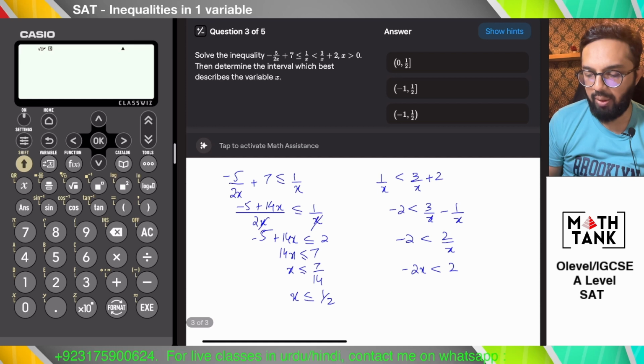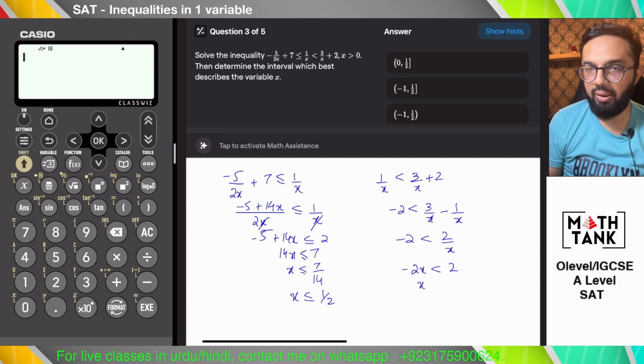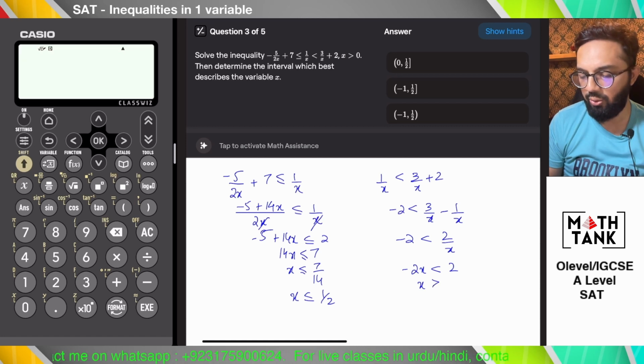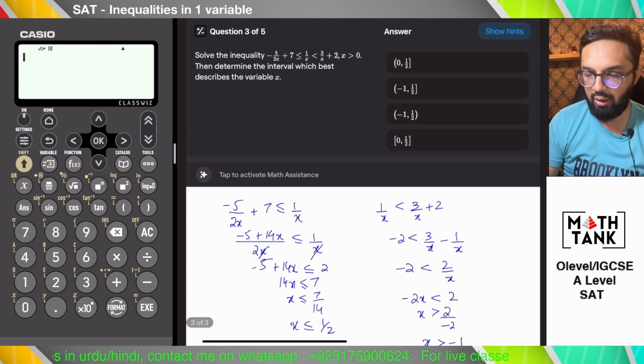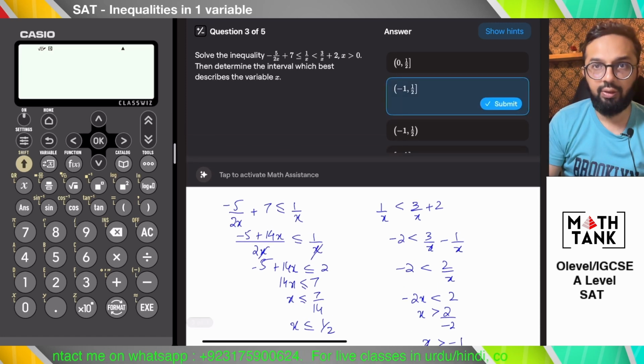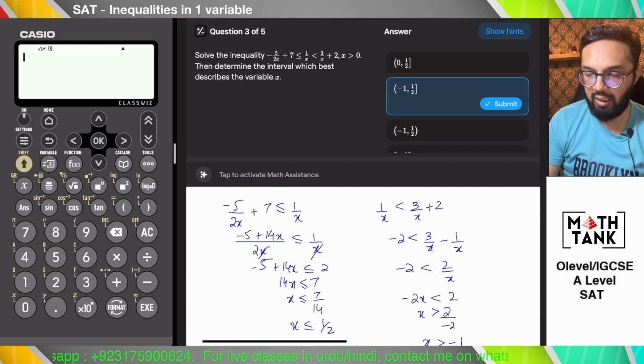Now when I divide both sides by minus 2, remember that whenever you're dividing or multiplying by a negative number on both sides, you will end up with a flipped inequality, so x has to be greater than minus 1. So what answer option am I looking at? I'm looking at values that are greater than minus 1 but less than half.